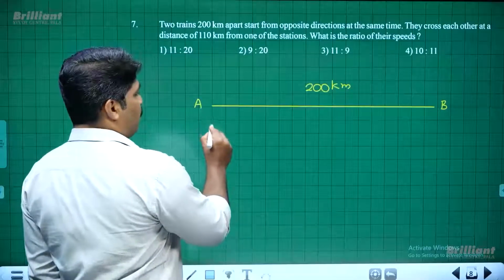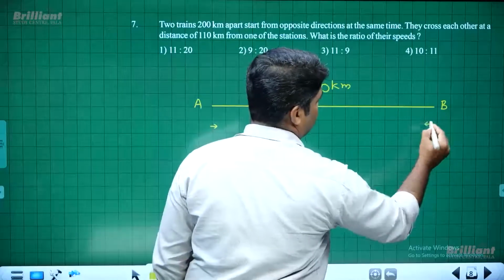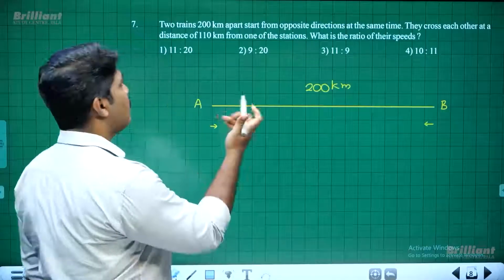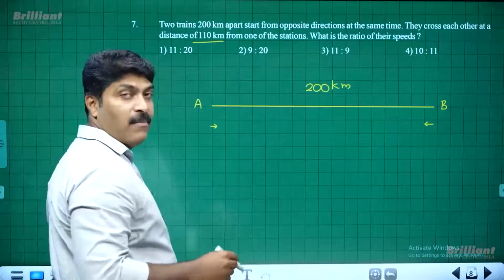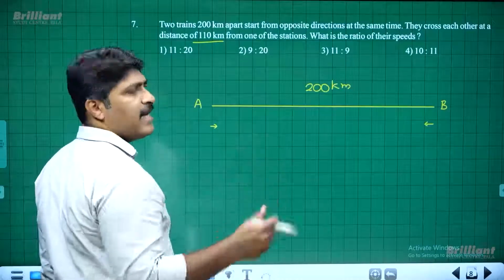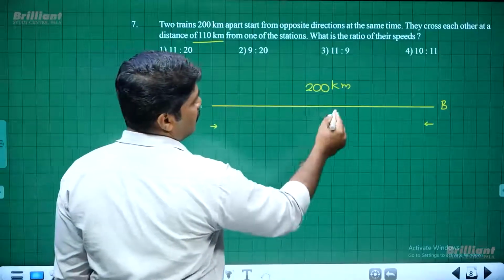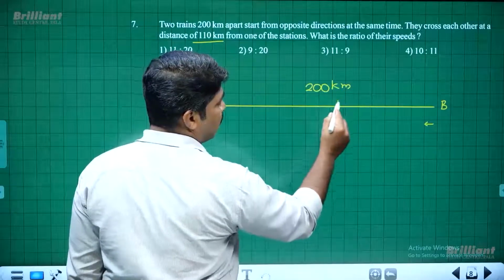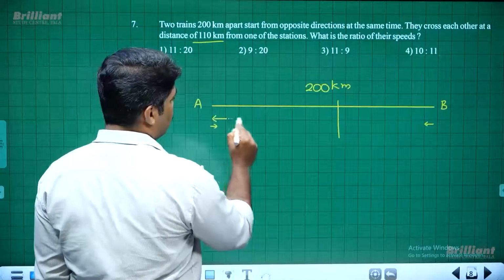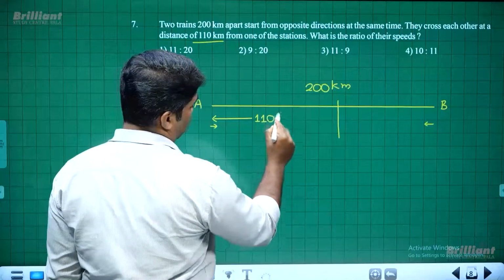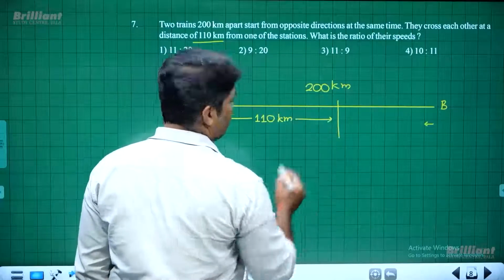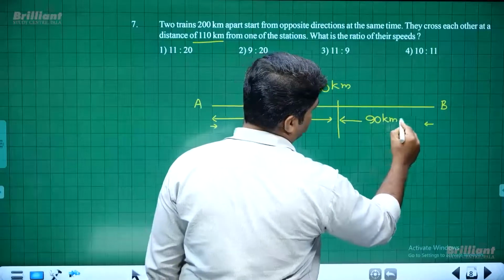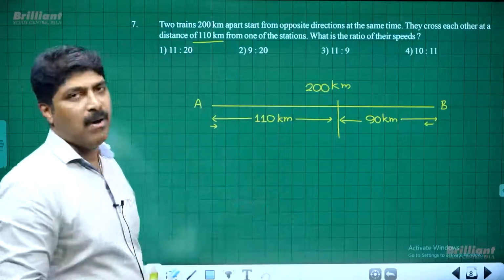Both the trains start from here, one train here, another train there, and meet at a certain point which is 110 km away from one among these two stations. You can take any one station. So I am taking here to here, that is 110 km. So this is the meeting point. Therefore, this particular distance is 110 km. Correct? So what is the remaining distance? That is 90 km.